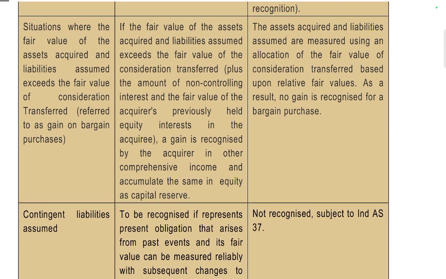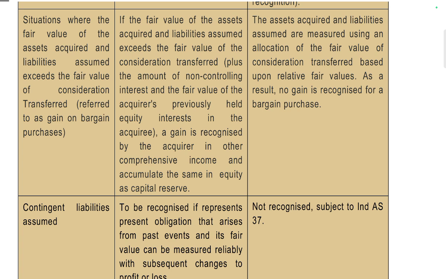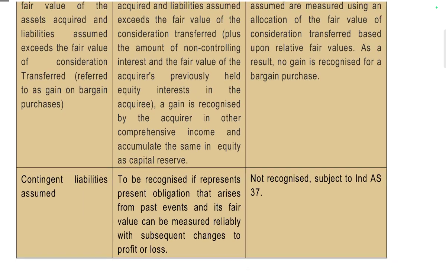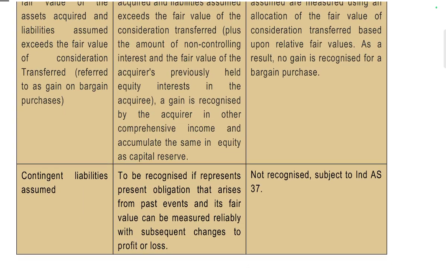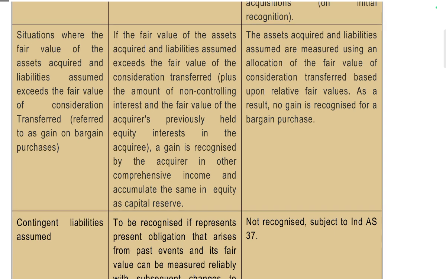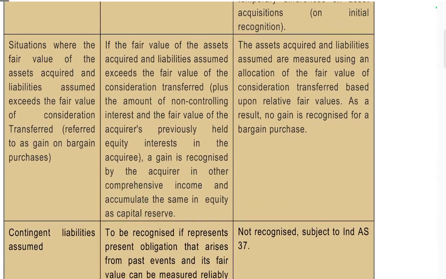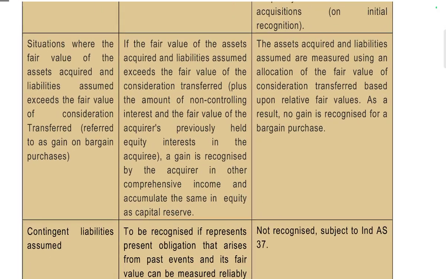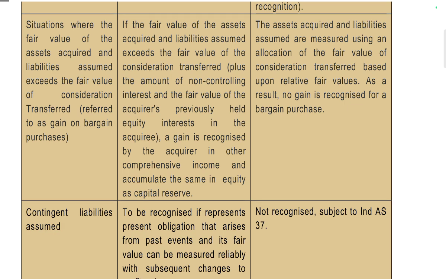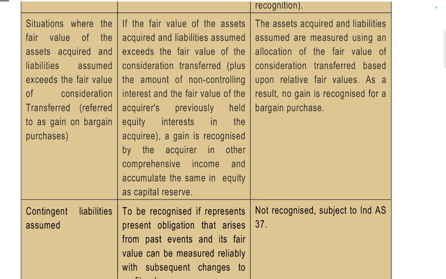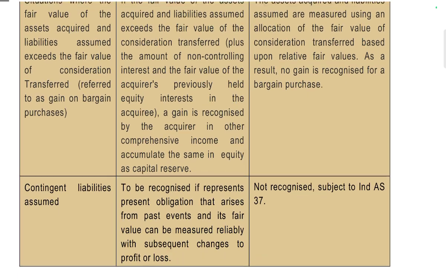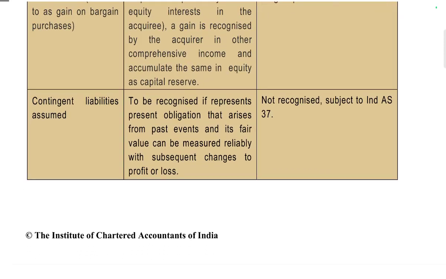If the fair value of assets acquired and liabilities assumed exceeds the fair value of consideration transferred plus the amount of non-controlling interest and the fair value of any previously held equity interest in the acquiree, the gain is recognized by the acquirer in other comprehensive income and accumulated in equity as capital reserve. For an asset acquisition, assets acquired and liabilities assumed are measured by allocating the fair value of consideration transferred based on relative fair values. As a result, no gain is recognized for a bargain purchase.